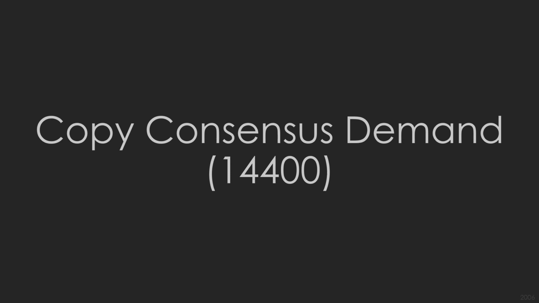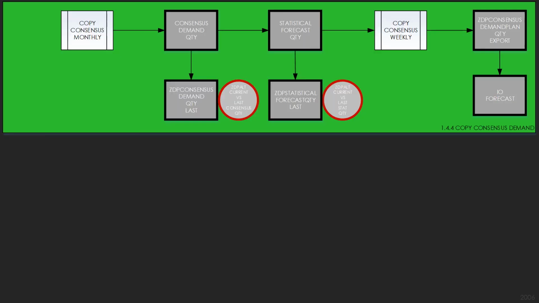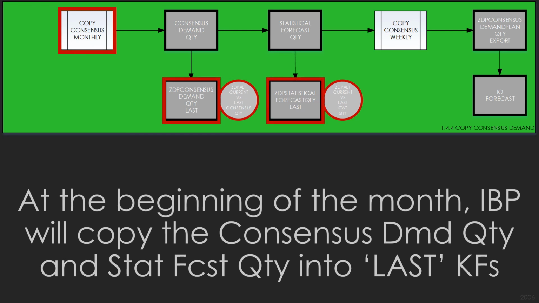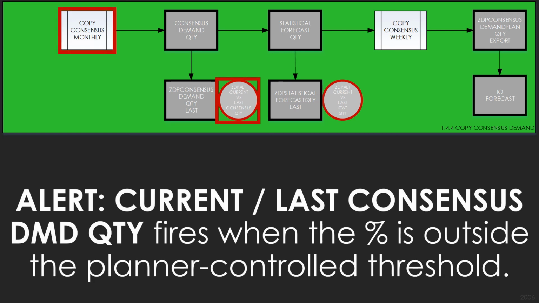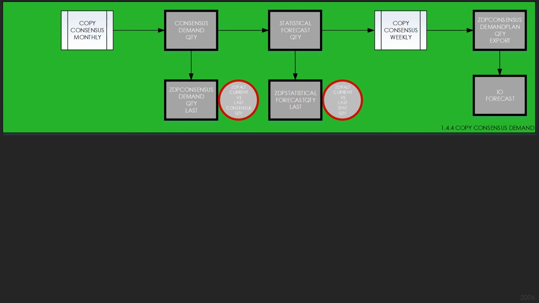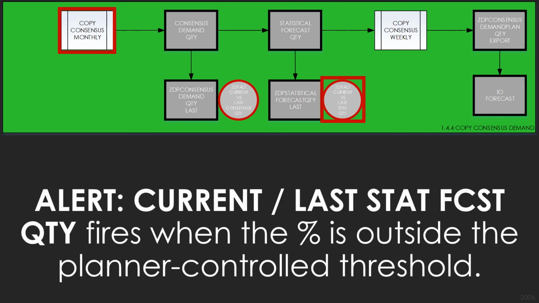Copy consensus demand. At the beginning of the month, IBP will copy the consensus demand quantity and statistical forecast quantity into last key figures. Alert current divided by last consensus demand quantity fires when the percentage is outside the planner controlled threshold. Alert current versus last statistical forecast quantity fires when the percentage is outside the planner controlled threshold.